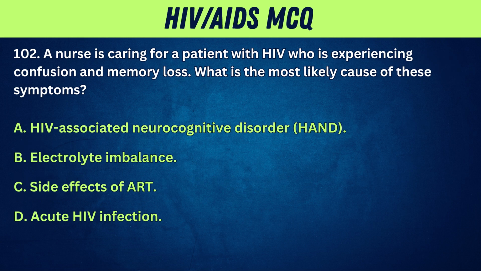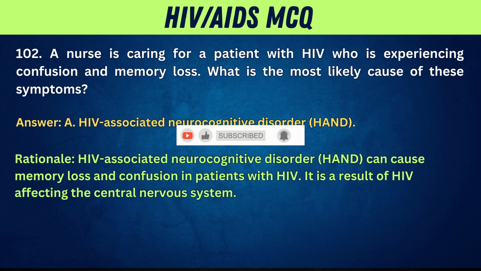102. A nurse is caring for a patient with HIV who is experiencing confusion and memory loss. What is the most likely cause of these symptoms? A. HIV-associated neurocognitive disorder, HAND. B. Electrolyte imbalance. C. Side effects of ART. D. Acute HIV infection. Answer: A. HIV-associated neurocognitive disorder, HAND. Rationale: HIV-associated neurocognitive disorder, HAND, can cause memory loss and confusion in patients with HIV. It is a result of HIV affecting the central nervous system.